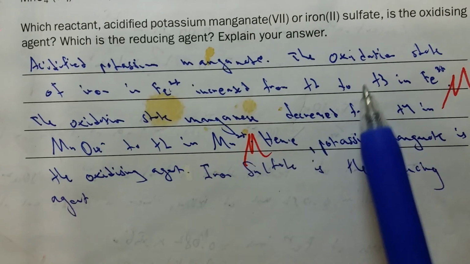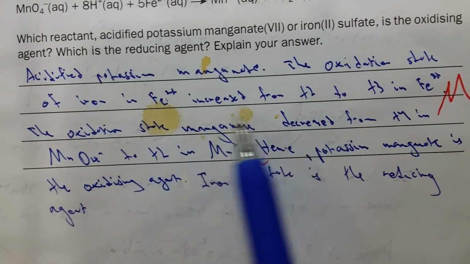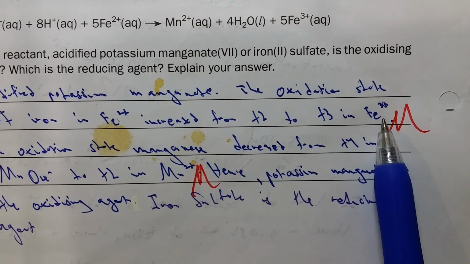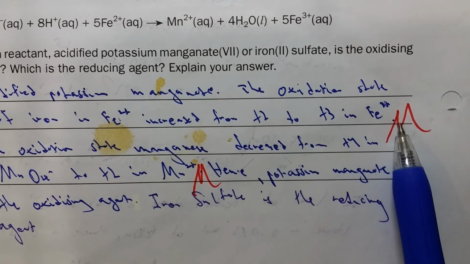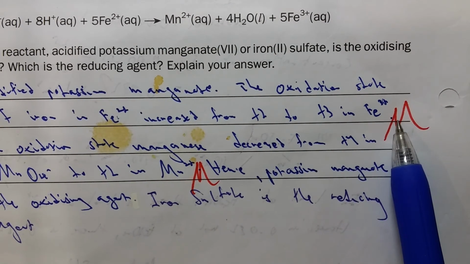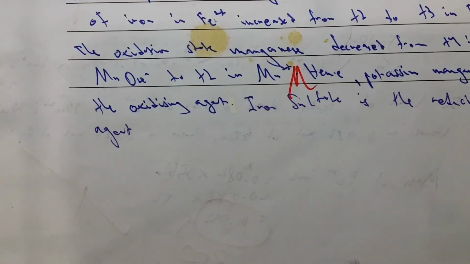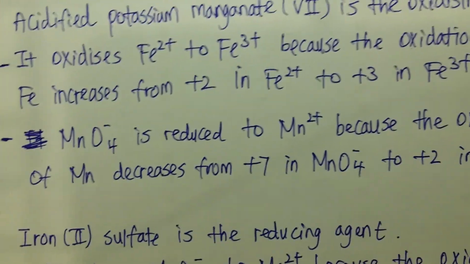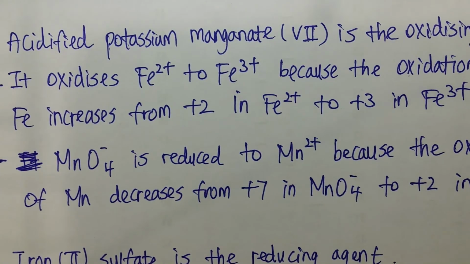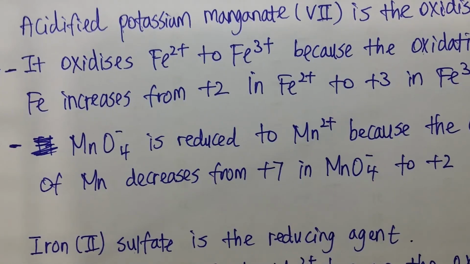Now same for this answer also. Oxidation state of iron in Fe2 plus increases from +2 to +3 in Fe3 plus. Yes, I know, +2 to +3 is an increase, but what does it mean? Oxidation or reduction? Didn't tell me. So likewise for here. You can see the type of mistake is very similar. And this is a complete answer. So when you explain whether or not the substance is an oxidizing agent or reducing agent, make sure you have all the different components.